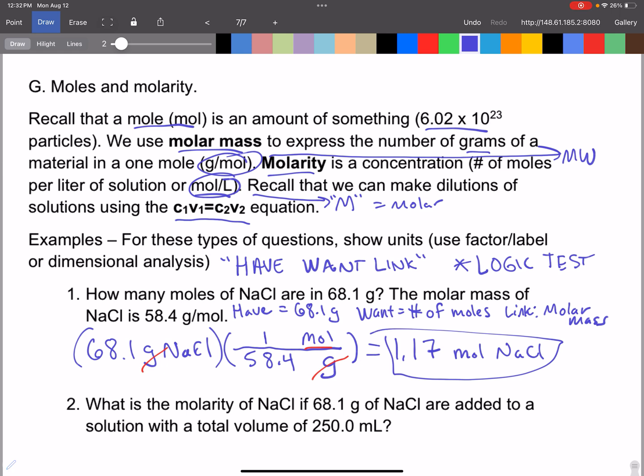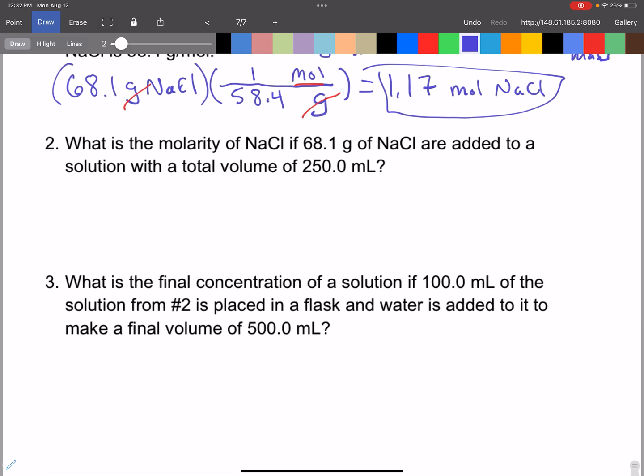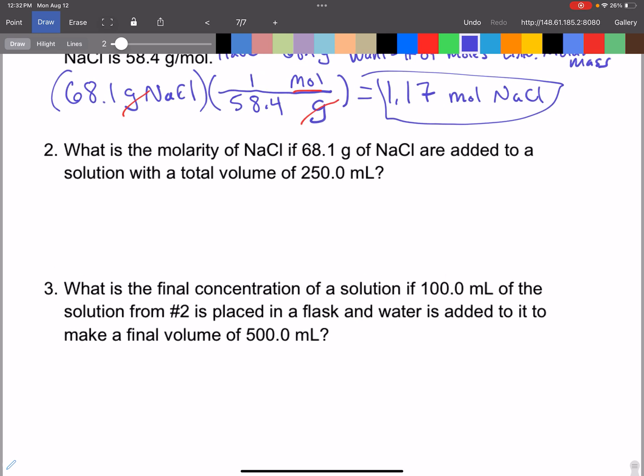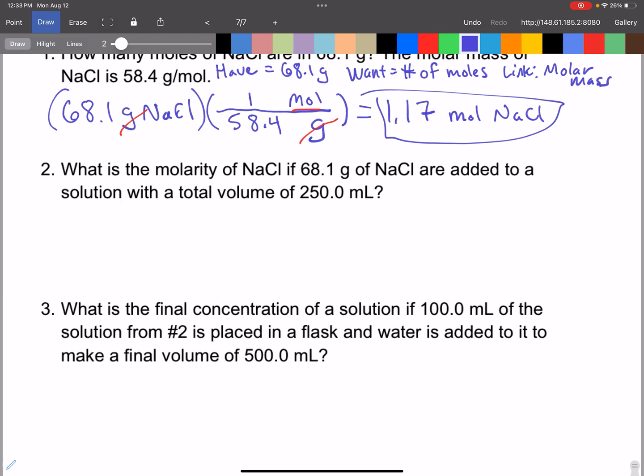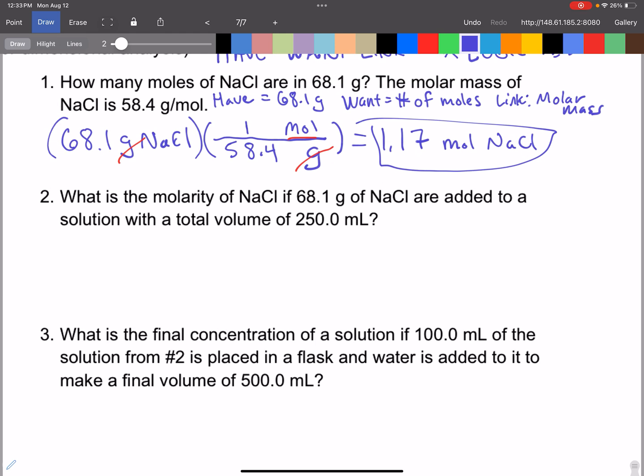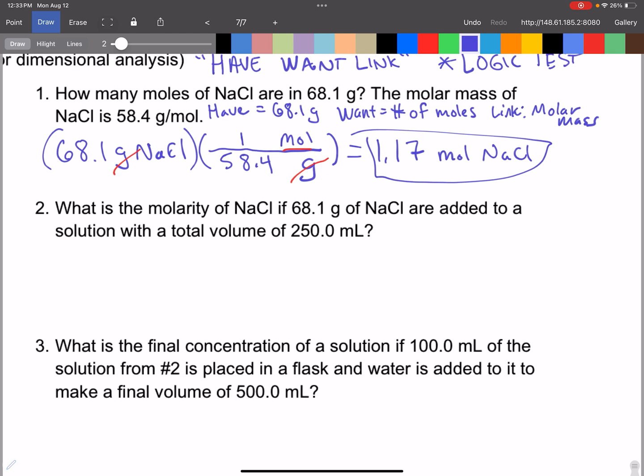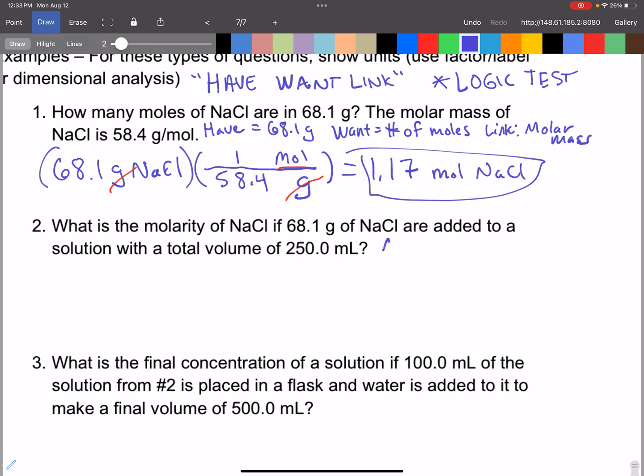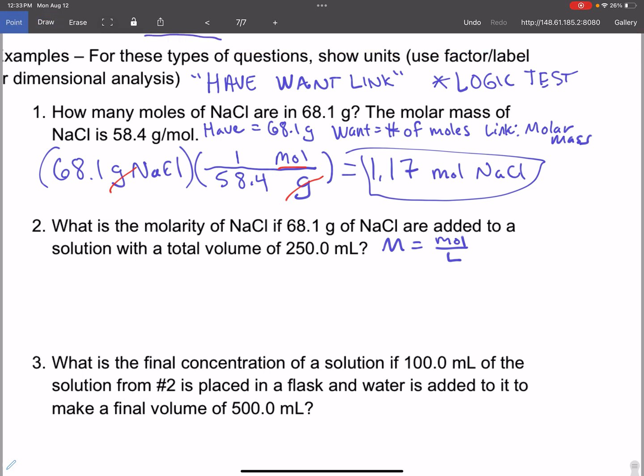All right, next up, let's talk about concentration. What is the molarity of sodium chloride if that same amount, 68.1 grams, is added to a solution with a total volume of 250 mL? This is one where the have, want, link system might not be needed because we have a formula. A molar, by definition, is moles per liter. How many moles are in a liter? Here, we already know how many moles. We just calculated it in the previous problem.